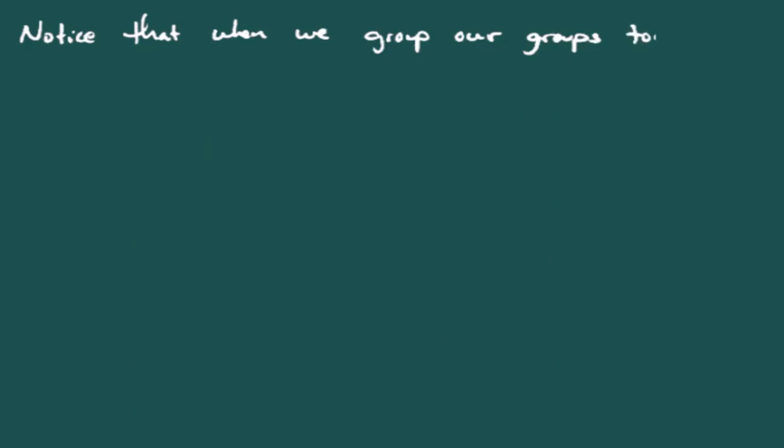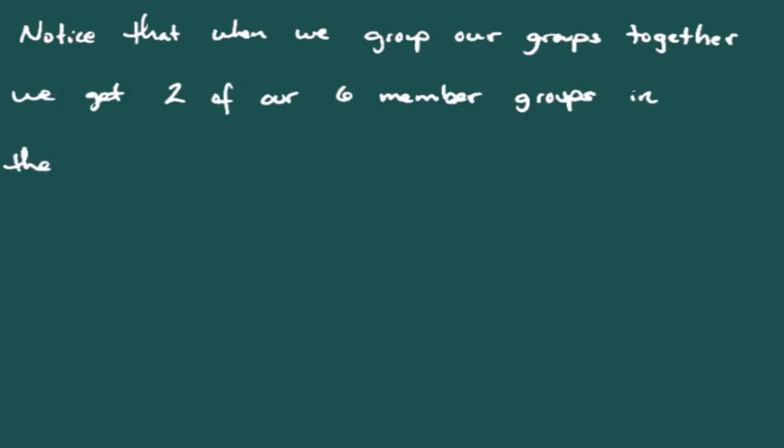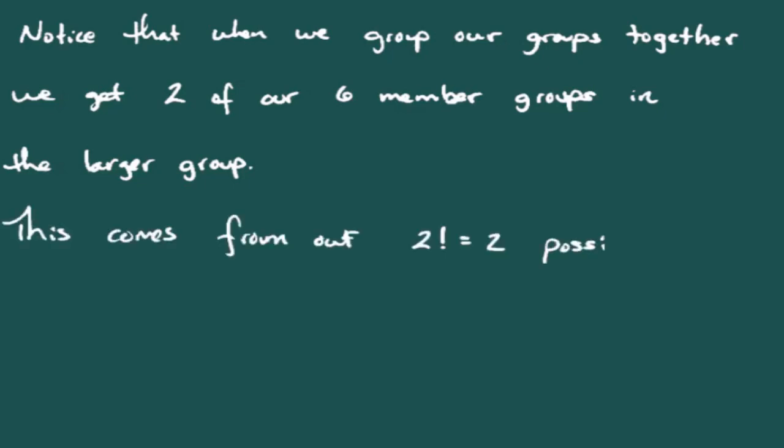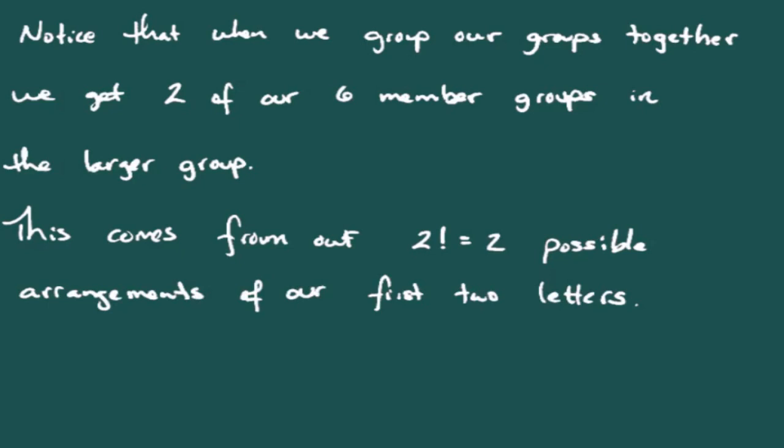And so what we had when we group our groups together, we get two of our 6-member groups in each larger group, and this is really coming from the 2 factorial or 2 possible arrangements of our first 2 letters in each group. And so what that gives us is the number of combinations of 2 letters from 5 letters is going to be our 5P2 divided by 2 factorial.